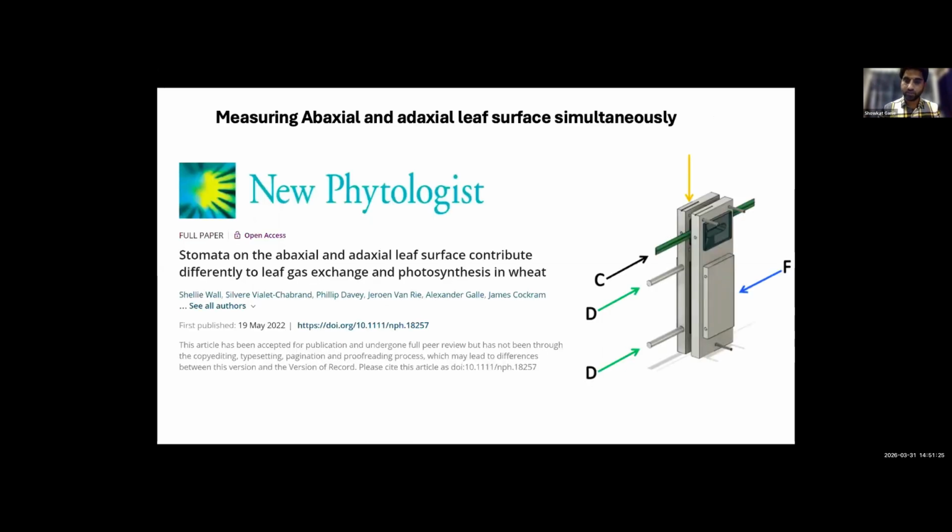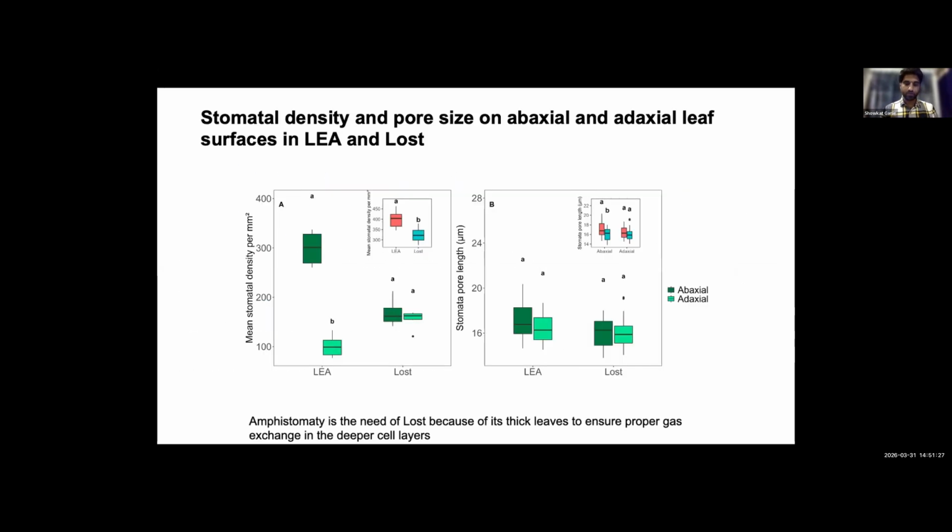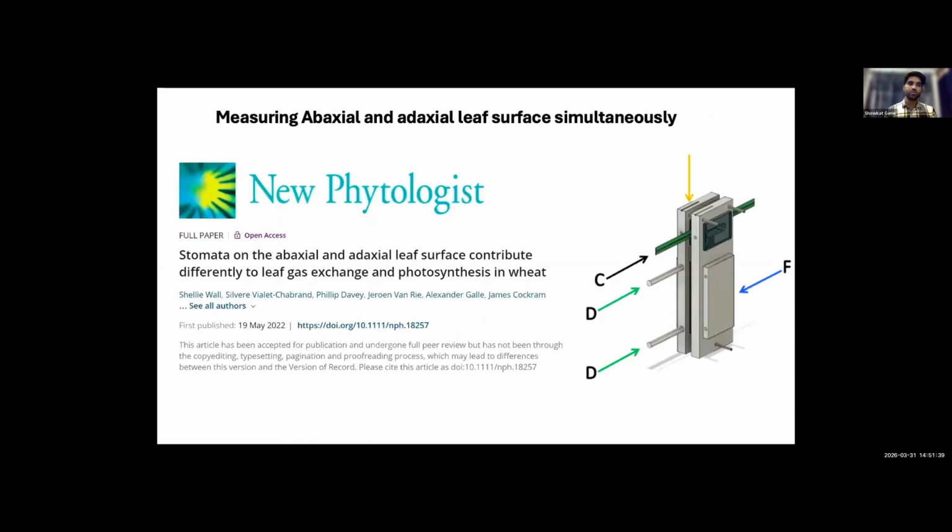So, to understand how this difference in the stomatal density on the two surfaces of the leaf translates to differences in the gas exchange between these two surfaces, we wanted to analyze the gas exchange from the two surfaces simultaneously but independently.